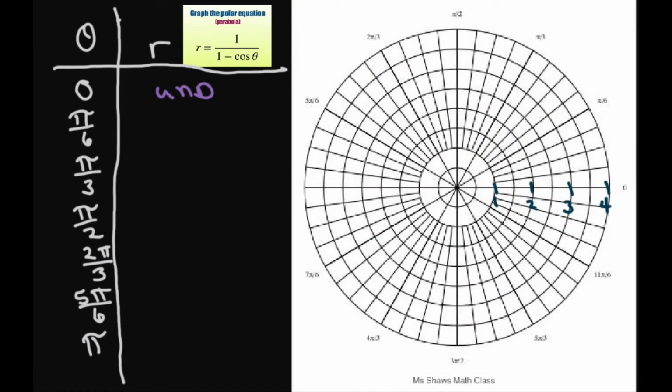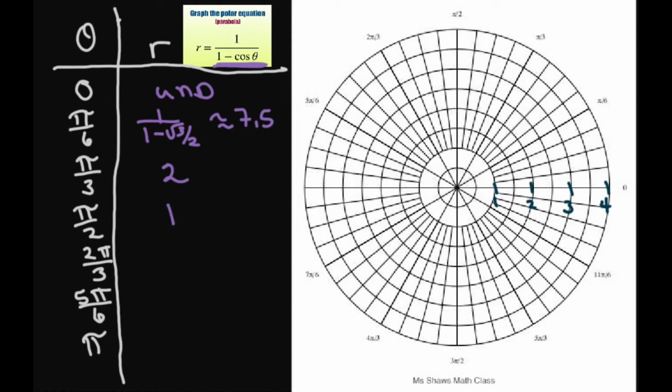All right, I've already set it up, so let's fill it in. At 0, we're undefined because we have 1 minus 1, which is undefined. At pi divided by 6, we have 1 divided by 1 minus square root of 3 divided by 2, which is approximately 7.5. At pi divided by 3, we get 2, so that's 1 divided by 1/2. At pi divided by 2, we get 1.